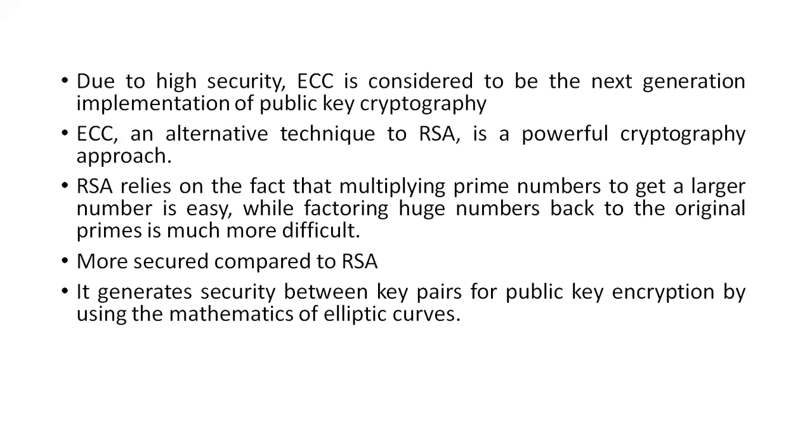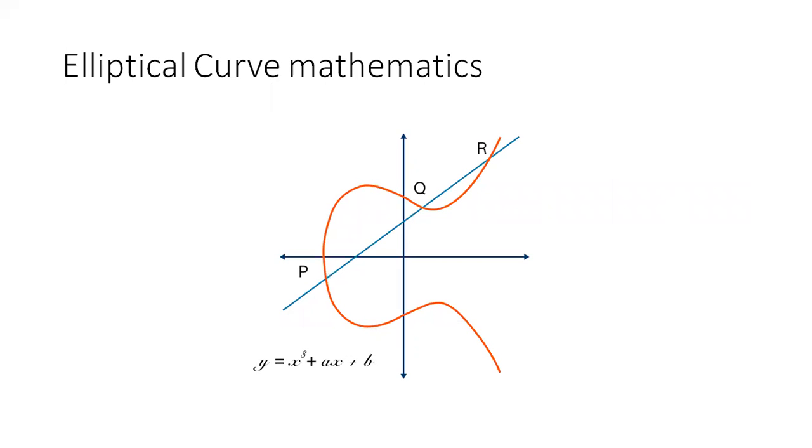When compared to the RSA algorithm, it is more secure, and it generates a pair of keys, one for the encryption process and one for the decryption process, by utilizing the mathematics behind elliptical curves. This is the structure of an elliptical curve, and the general format of an elliptical curve is y equals x cubed plus ax plus b, where a and b are constants.